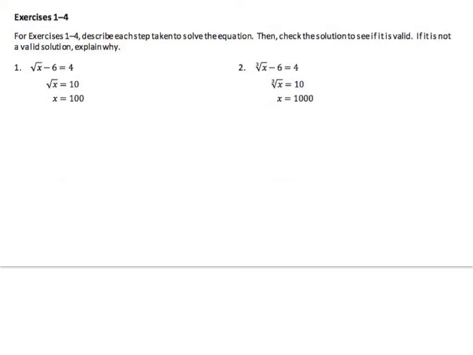Okay, so here we added 6 to both sides, going through some basic algebra here. Right? And then we squared both sides. To get rid of a square root, we can square things.